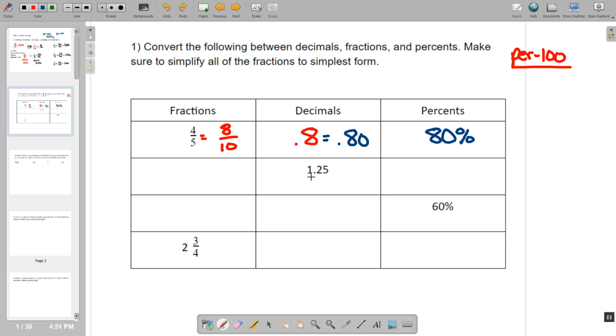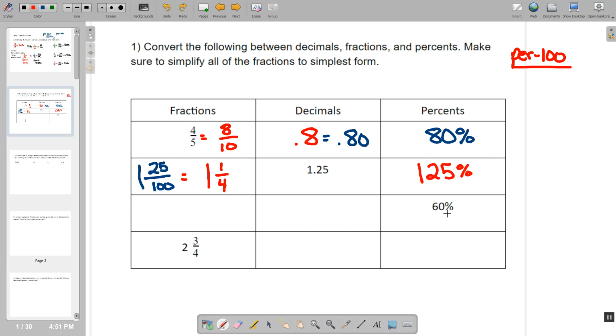The number 1 and 25 hundredths can be written as the fraction 1 and 25 hundredths. 25 hundredths is 25%, so this is over 100%. So this would be 125%. This would simplify if I divided the numerator and denominator by 25 to be 1 and 1/4.